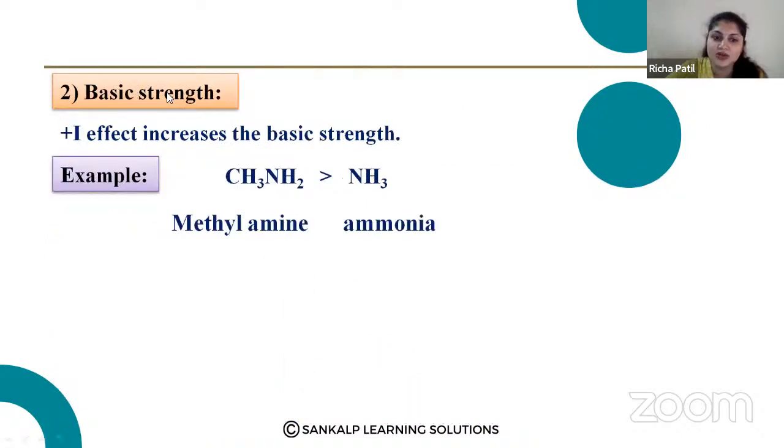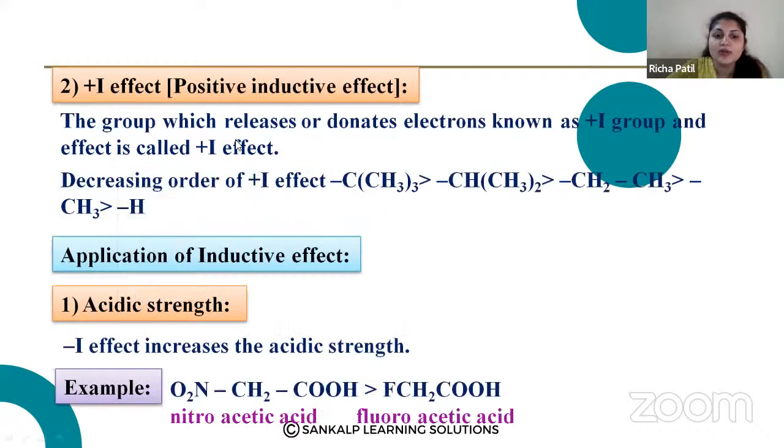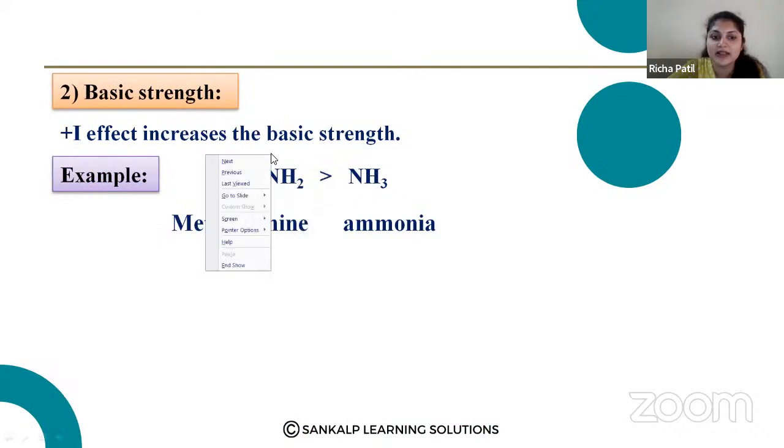Then basic strength is shown by what? Whenever you have positive inductive effect, it increases the basic strength. This is the example: methylamine is more basic than ammonia. One of the hydrogen atoms in ammonia is replaced by a methyl group, which is an electron donating group. Based upon the electron donating group, it will increase the basic strength. So these are the applications of your inductive effect.